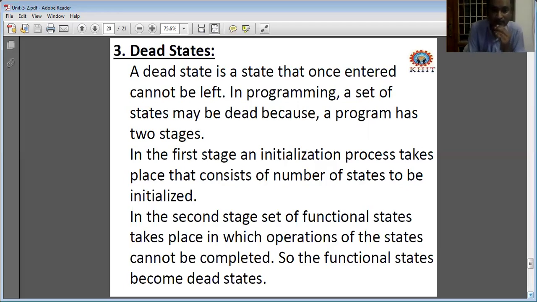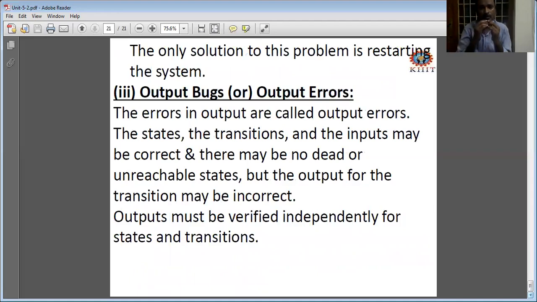So dead states arise in two ways. One is the initialization process, which consists of a number of states to be initialized. But in the second stage, a set of functional states takes place in which operations of the states cannot be completed. That means the functional state becomes a dead state. Now, the only solution to this problem is restarting the system.